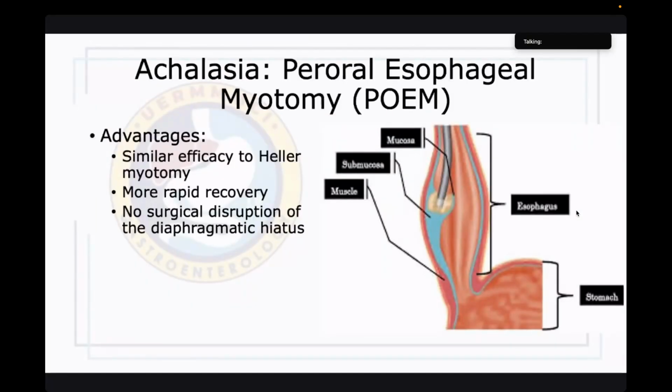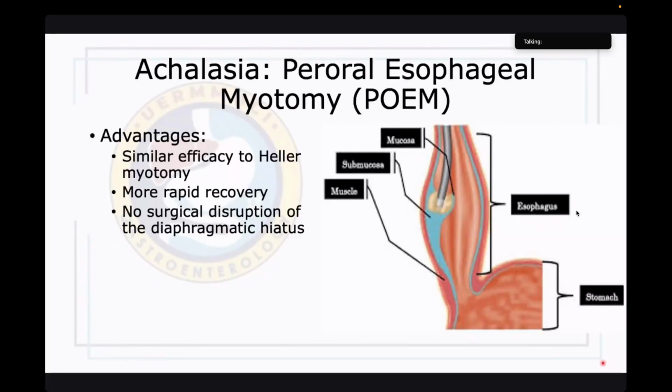Aside from pneumatic dilation, the only other durable therapy for achalasia is LES myotomy. Before, LES myotomy was done only through laparoscopic surgery, but an endoscopic approach to LES myotomy has become increasingly available, and this is called peroral esophageal myotomy or POEM. Not all gastroenterologists perform this because you need special training abroad to be able to do this.